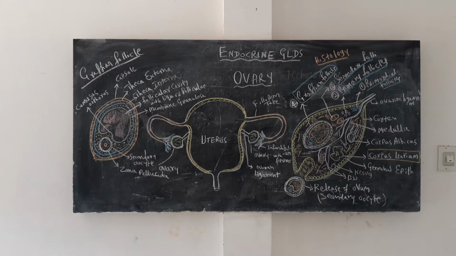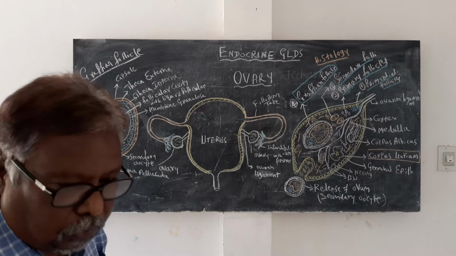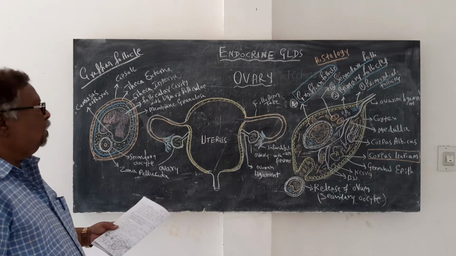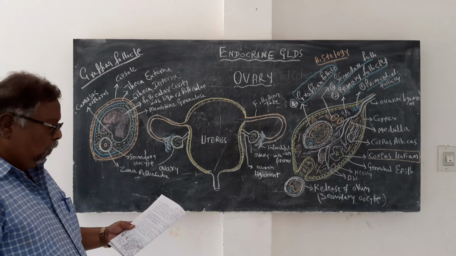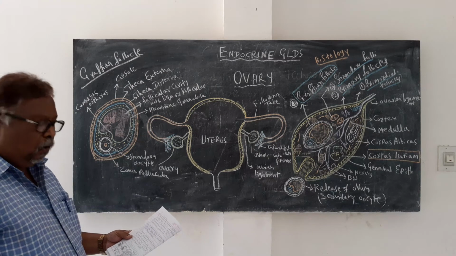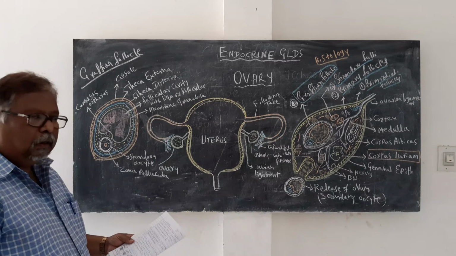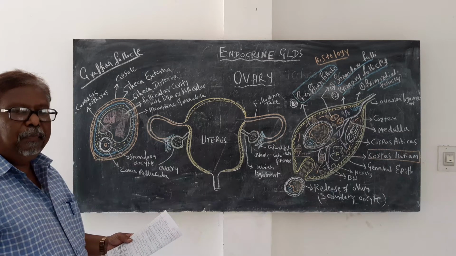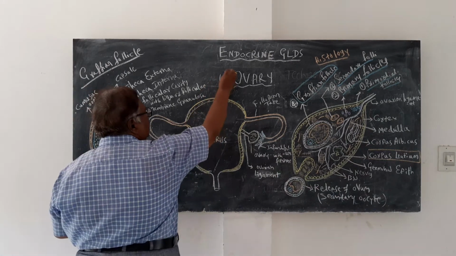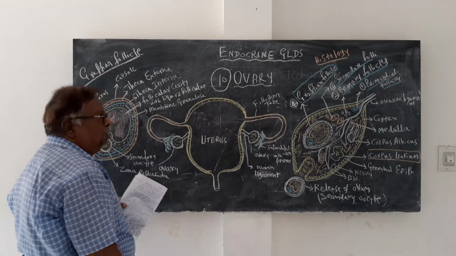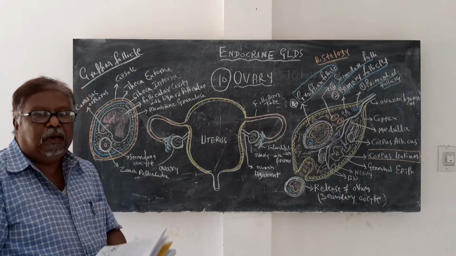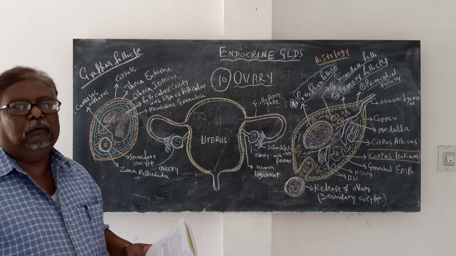Good morning, students. Today we are going to learn about the ovary endocrine gland. The ovary, in which the follicles and the corpus luteum are the endocrine parts. So the 10th one is ovary. What is ovary? Ovary is a female reproductive organ.